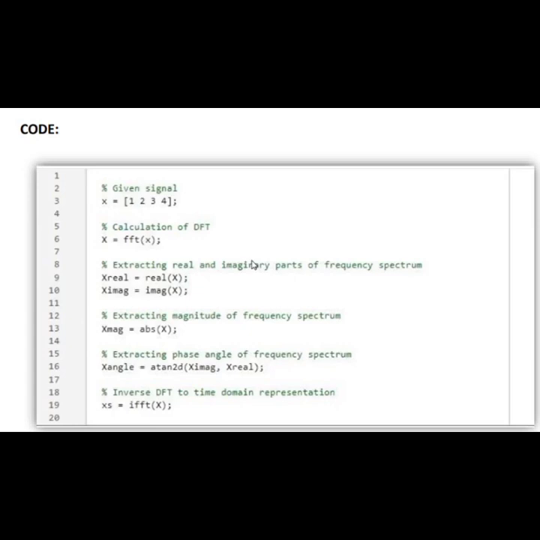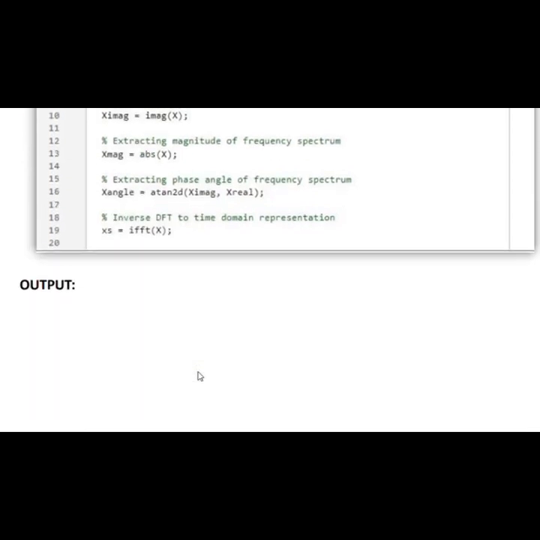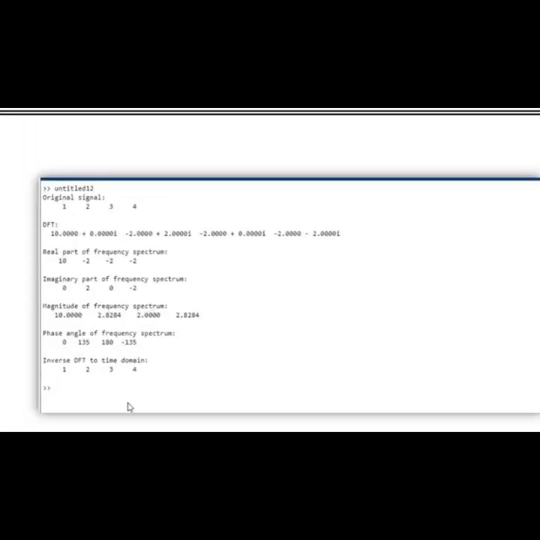X is equal to FFT of x. Extracting the real and imaginary parts of the frequency spectrum: x real is equal to real of x and x imaginary is equal to imag of x. Extracting the magnitude of the frequency spectrum, x magnitude is equal to absolute of x, and extracting the phase angle of the frequency spectrum, x angle is equal to atan2 of x imaginary and x real. Inverse discrete Fourier transform to the time domain representation is given in the code.